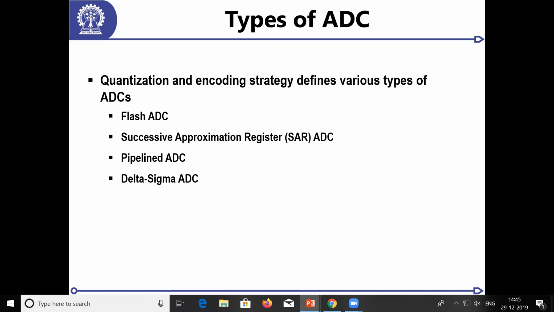Then something called a successive approximation register ADC. So what it does is, how many of you have done binary search algorithms in algorithms? How many of you know binary search algorithms? Okay. So that exact algorithm is coded in hardware and an ADC is realized, and that's called a successive approximation register ADC. It's as simple as that.